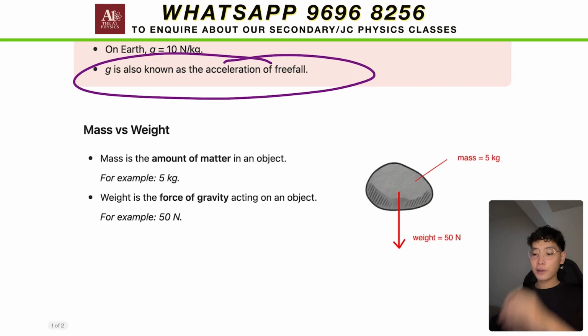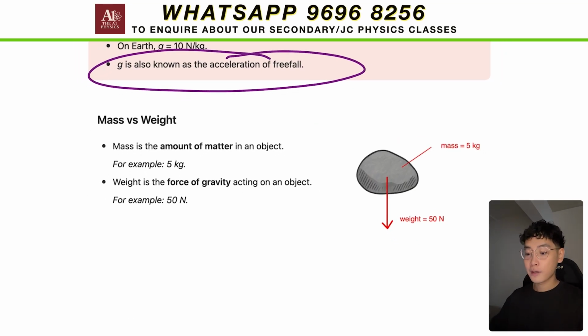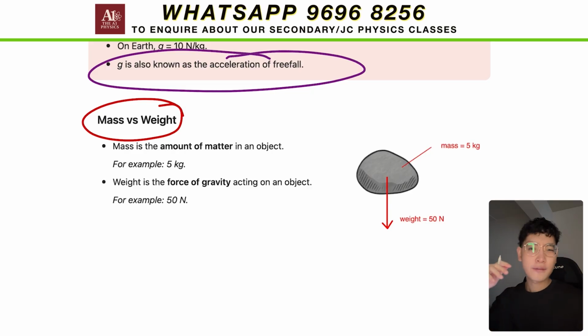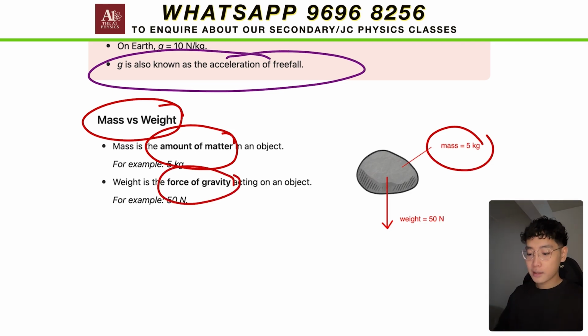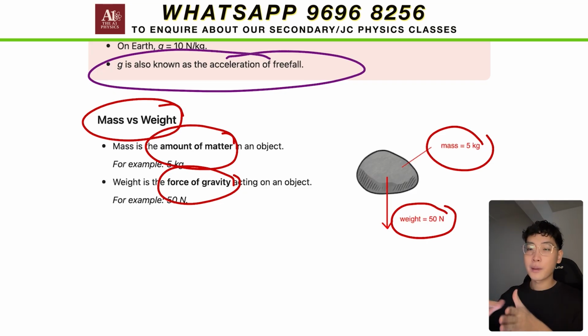Very quickly, before we do some exercises, I want to talk about the difference between mass and weight, because a lot of students always mess up. They think that it's the same thing, but they are different things. Mass is the amount of matter in an object, how much matter is inside of you. For example, in this rock, there is 5 kg of mass. But weight is the actual force that's acting on the object. The weight is the 50 newtons force that pulls the object down. So weight is a force, but mass is just how much mass you have.